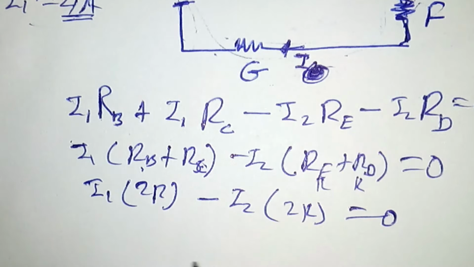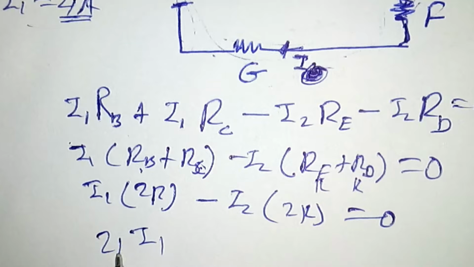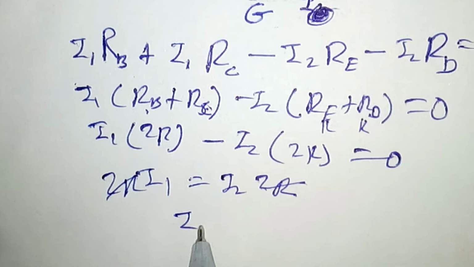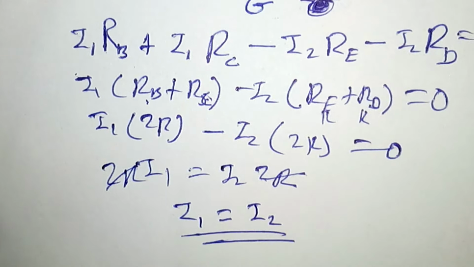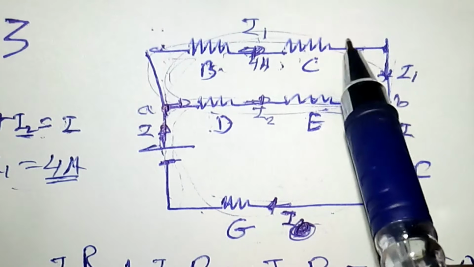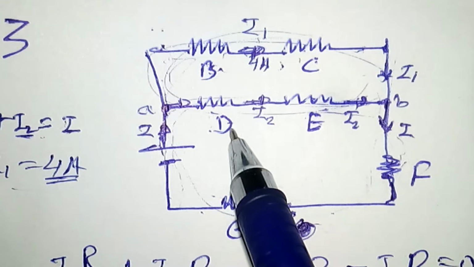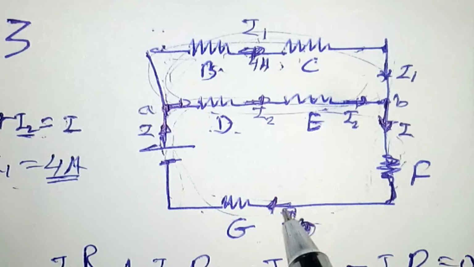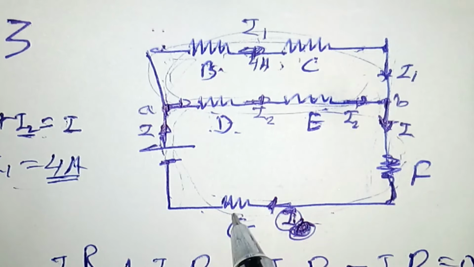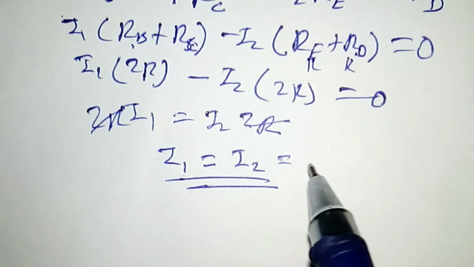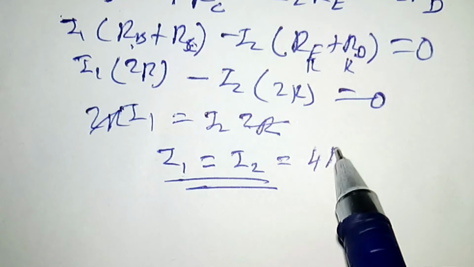If I transfer this to that side, I1 twice R equals I2 twice R. So 2R cancel each other and I finally get current I1 equal to current I2. This means that the current passing through resistors B and C is equal to the current passing through resistors D and E, and these currents are added together and give the total current through F and G.